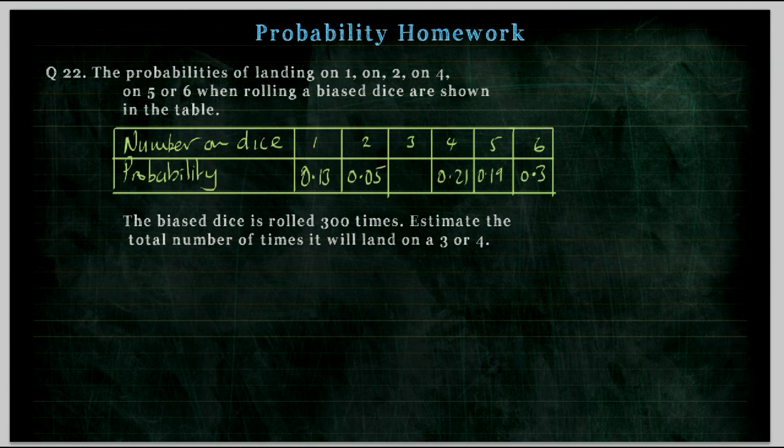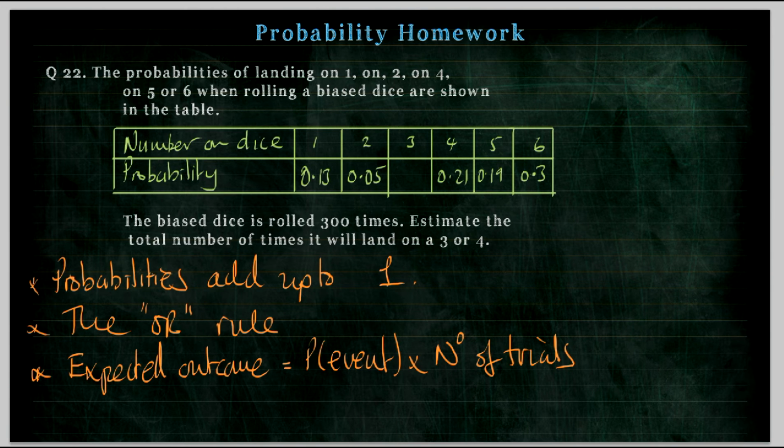Now, there are a few different principles you need to understand to do this question. The first one is that probabilities add up to 1. No matter what the case, the probabilities of all the different outcomes will add up to 1. The next thing you need to remember is the OR rule, which I explained in the last example. And the last bit is that the expected number of outcomes is the probability of the event, so the chance of it happening, multiplied by how many times it's done, so the number of trials.